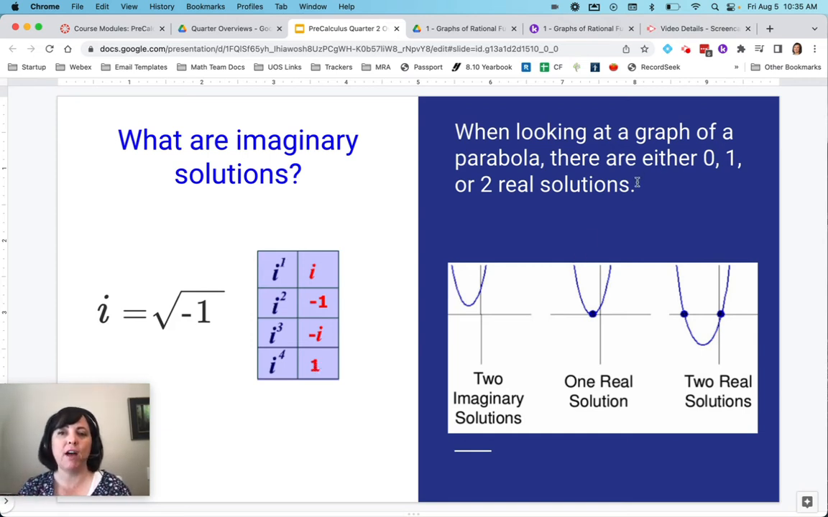So when you're looking at a graph of a parabola, there's either 0, 1, or 2 real solutions. And so if we're in the complex plane, so in this case, if the parabola does not cross the graph, there are going to be 2 imaginary solutions. So that's what we're looking at in the complex plane.